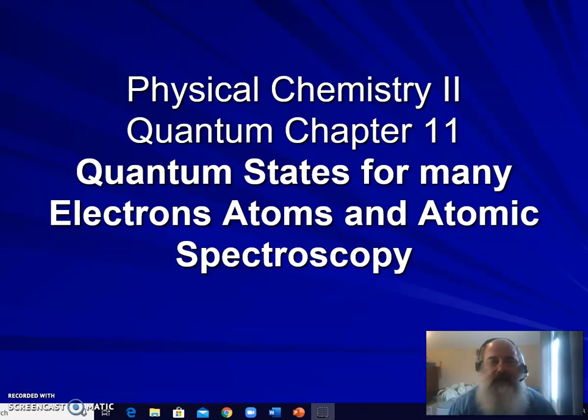Just like Chapter 8 was a continuation of Chapter 7, talking about vibrational modes, Chapter 11 is a continuation of Chapter 10, where we're going to be talking more about many electron atoms. But we're going to focus a little bit in on the quantum states of those atoms, particularly on the spectroscopy that we see when we look at electronic transitions.